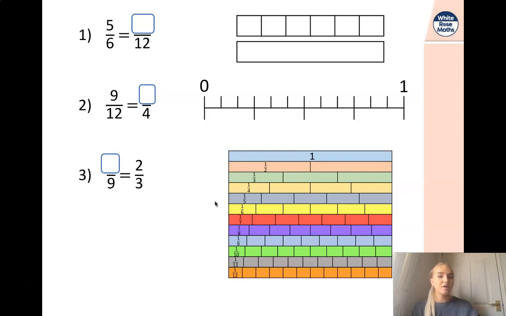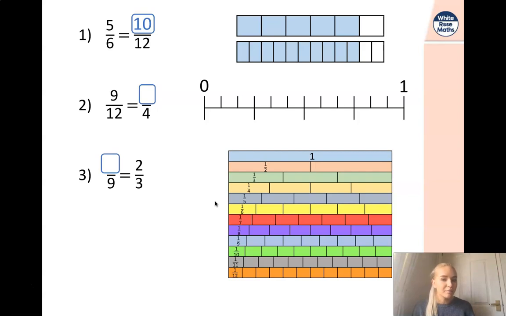Okay, so we want to find out 5/6 is equivalent to how many 12ths. So we can use the first bar and colour in 5 of those 6ths. And then we could split the second bar into 12 and colour in however many 12ths would make it equal. And we can see that 10 12ths is equivalent to 5/6.